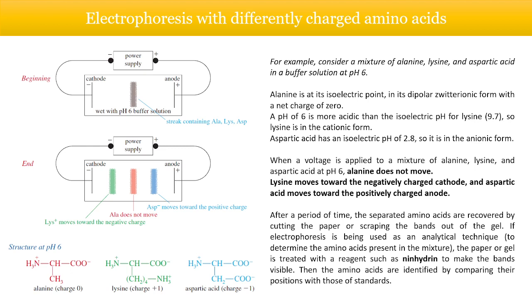So remember two things: pI less than pH means the amino acid will attain a negative charge, and pH less than pI means the amino acid will attain a positive charge.